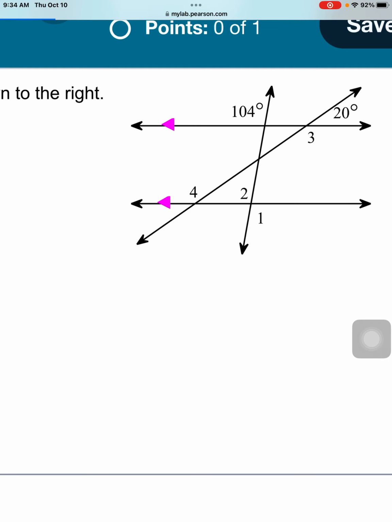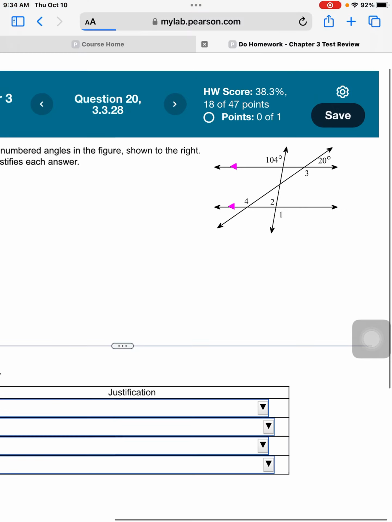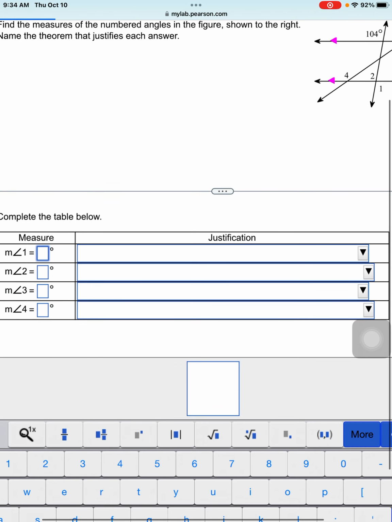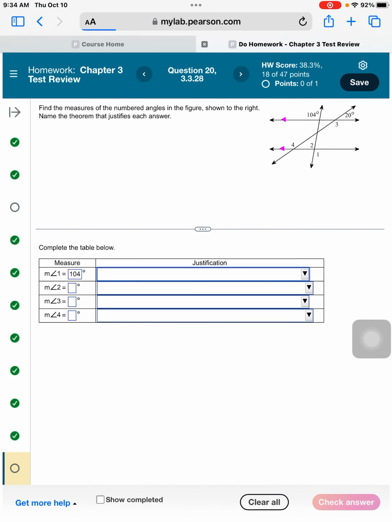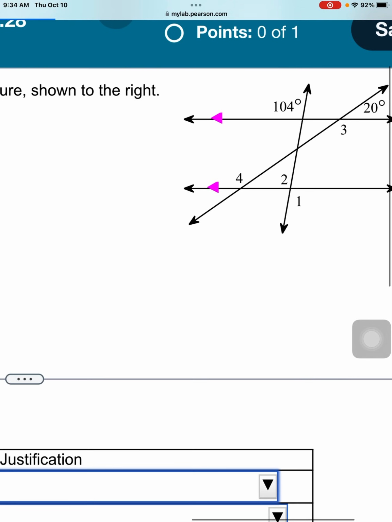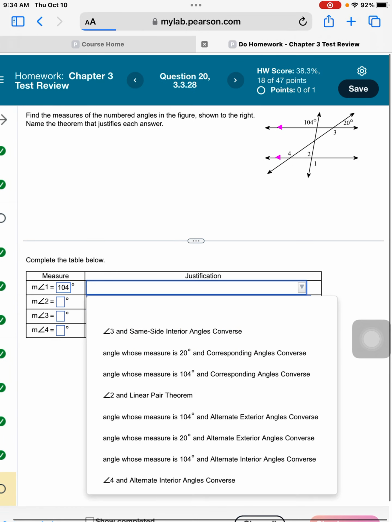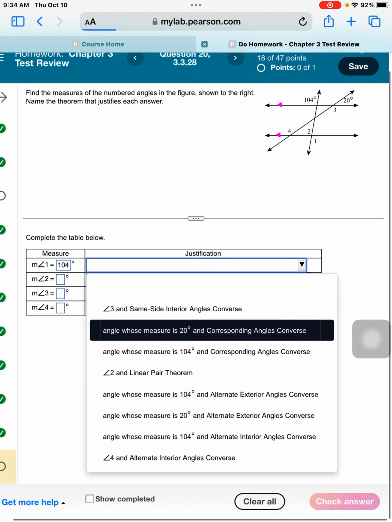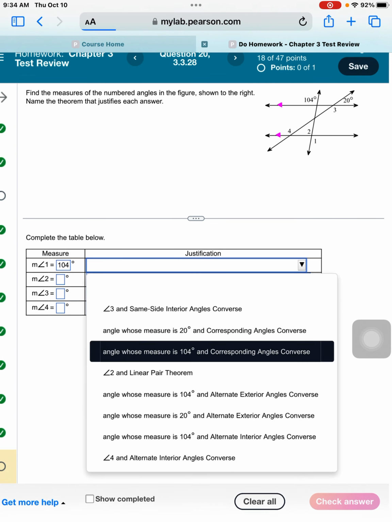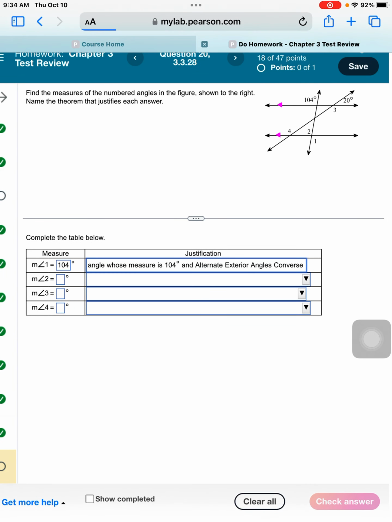So let's look at the 104. I know that 104 and 1 have to be what? Congruent alternate exterior angles. So guys, I think this is the part that most people get confused. I know that 1 is 104, right? I think we all know that. Now, the justification. How did we get that measure of angle 1? Well, we looked at 104. So measure of angle whose measure is 104, and what theorem, or what converse theorem? The alternate exterior angles converse. Corresponding angles converse? No. Alternate exterior angles converse.